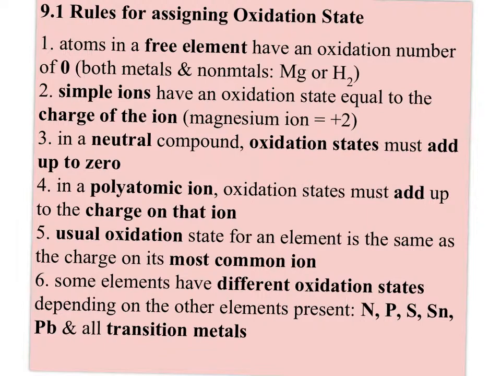But as usual, it's the transition metals that give us some variety, and also a few of the nonmetals, the ones that are kind of clustered near the metalloid line: nitrogen, phosphorus, sulfur, tin, lead, and then your transition metals all tend to undergo different oxidation states. Think of those as being the flexible atoms out there, and they will adapt to whatever they're bonded with.